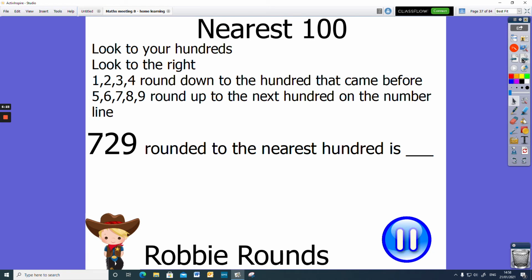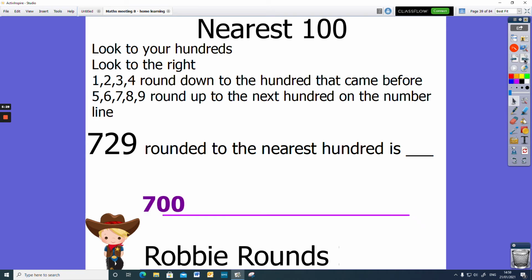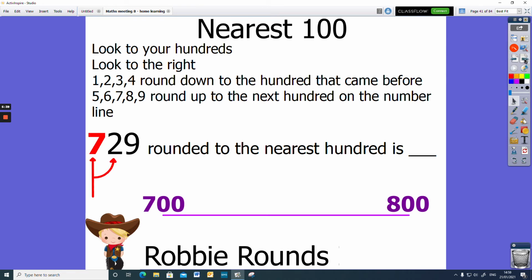Now, we know that 729 to the nearest 100. So what hundreds does it lie between? It lies between 700 and 800. 729 is somewhere between those two numbers. Now, when we're rounding to the nearest 100, we need to look to our tens column to tell us whether we round up or down. We've got a 20 in the tens column.